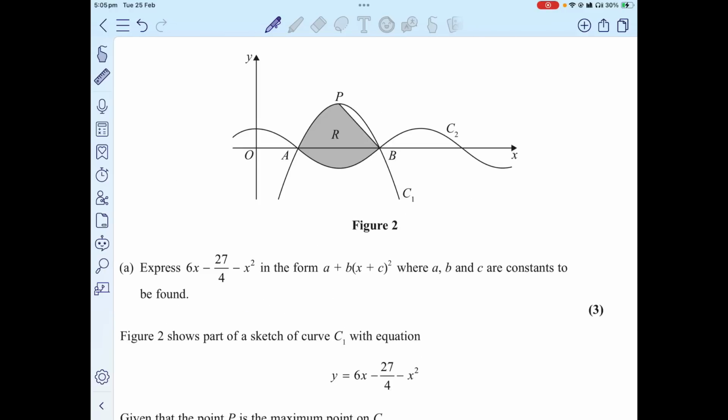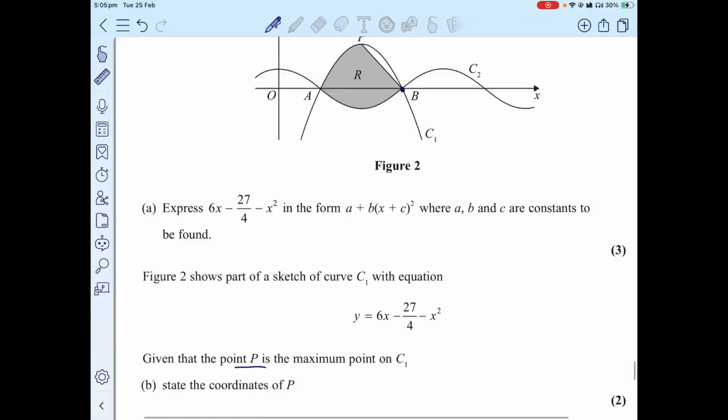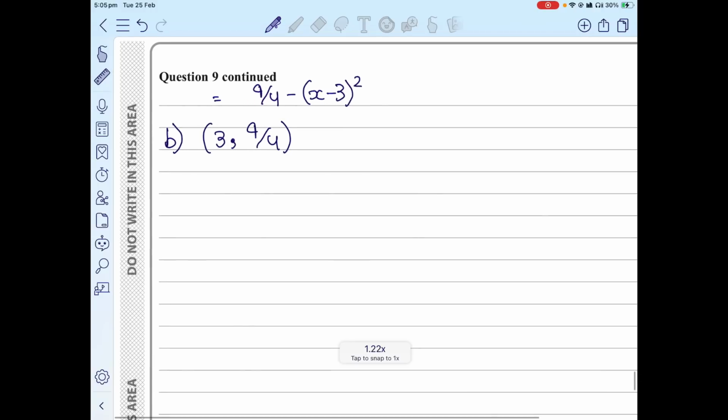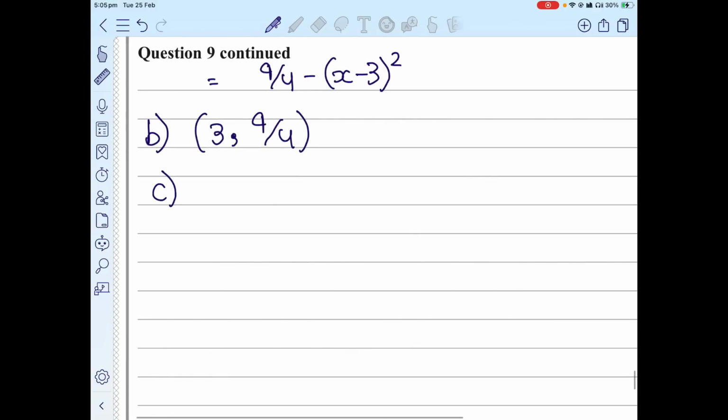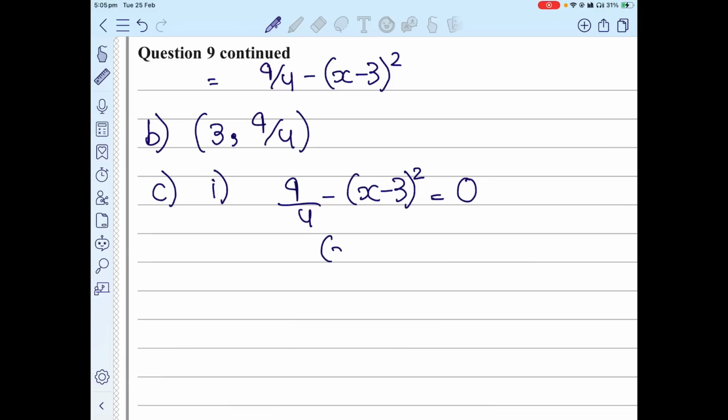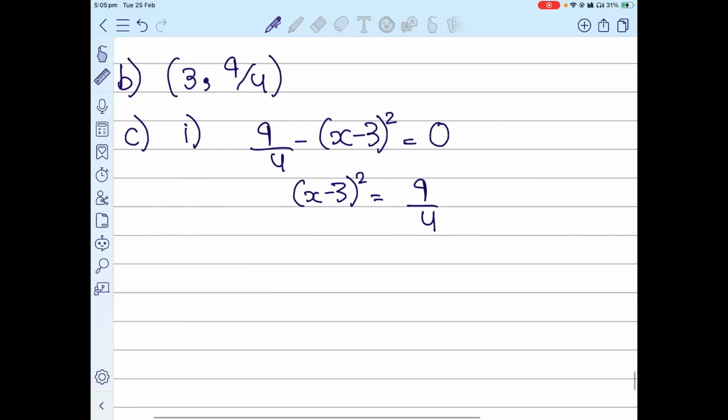First of all, the x coordinate of B is a point where the curve C1 is passing through the x-axis. So that's very easy to find. For C1, the equation of the original curve is y equals 9 over 4 minus (x minus 3) squared, and the y value is 0. So (x minus 3) squared is 9 over 4. So x is the root of 9 over 4 plus 3.